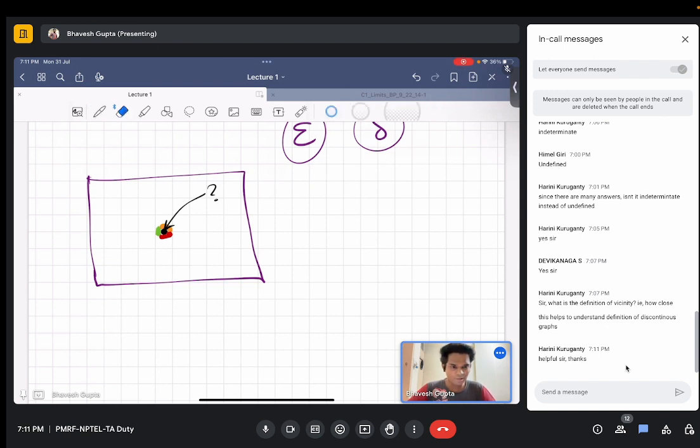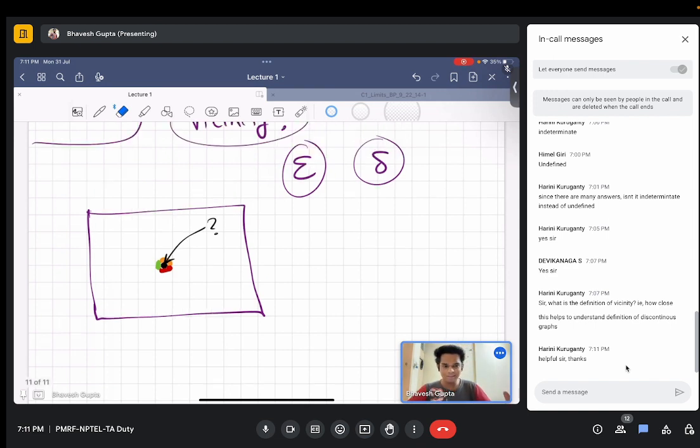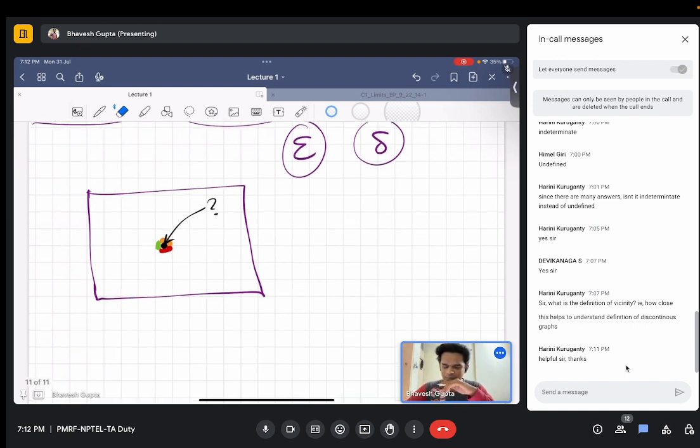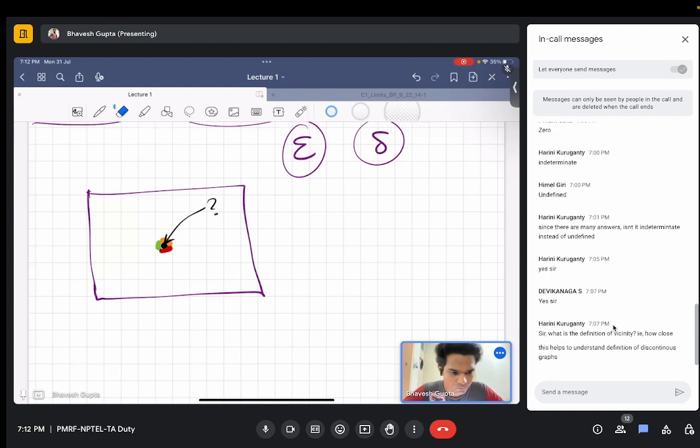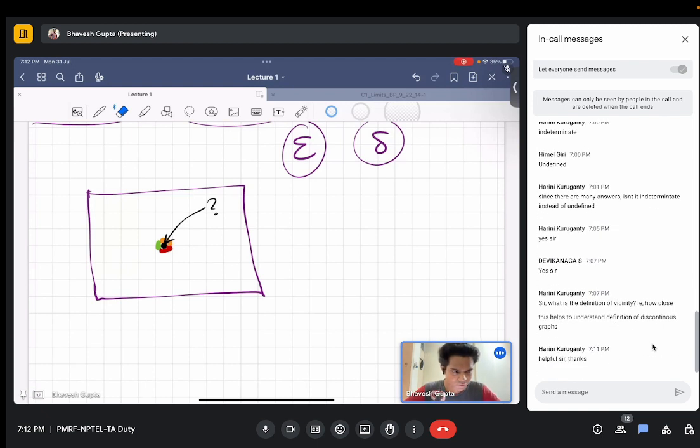So you need to understand mathematics is a set of ideas, not just algebra, right? The real mathematics is to understand what's happening. Yes, any other questions? The question which you asked, the definition of vicinity and how it is related to the discontinuity, is a very important question. This is the most fundamental question you have asked.